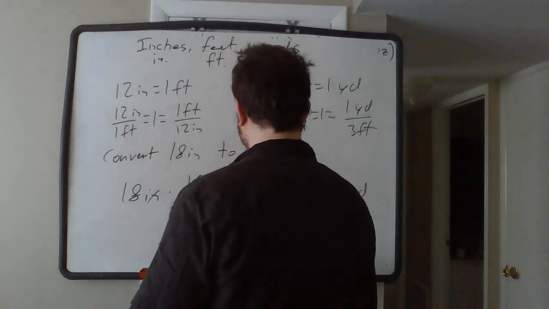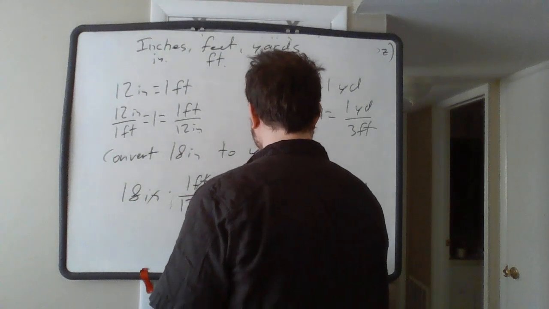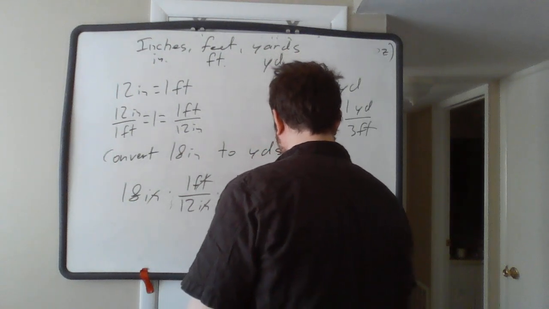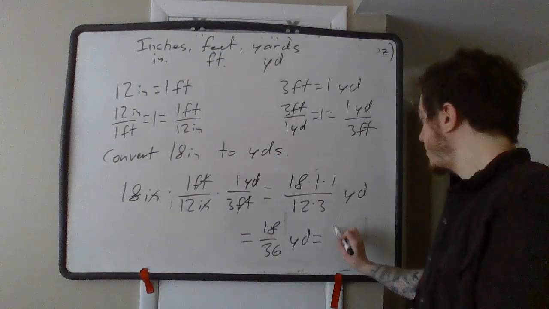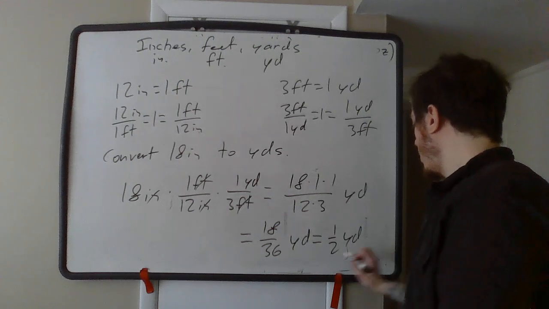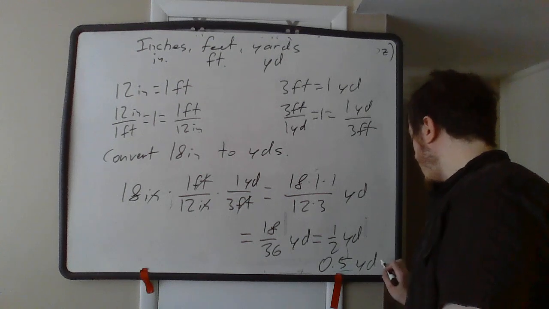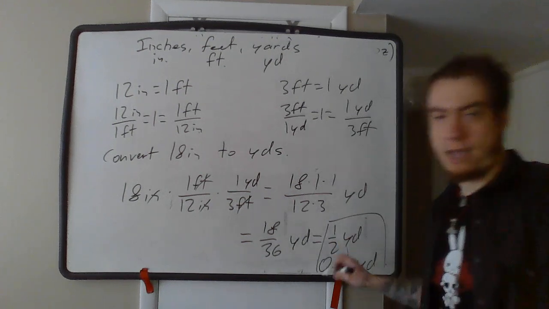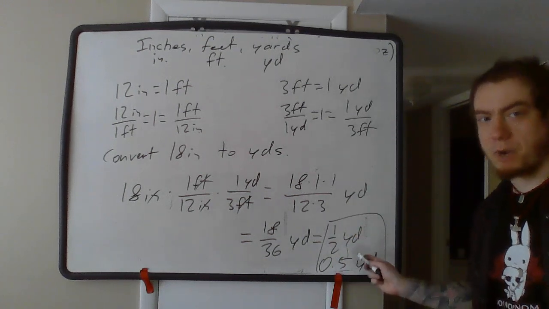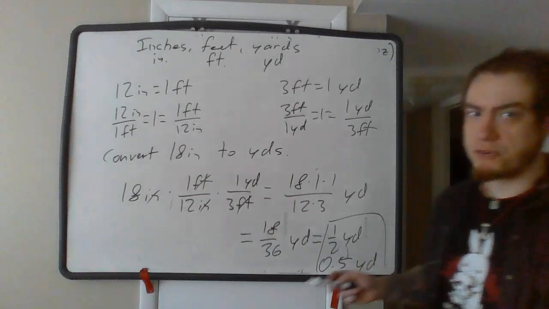This is going to come out to be 18 over 36 yards, which is 1/2 yard, or if you want to write it in decimal, you can write that as 0.5 yards. So either of these answers is fine. You don't need to write both of them. Just write whatever you're comfortable with.